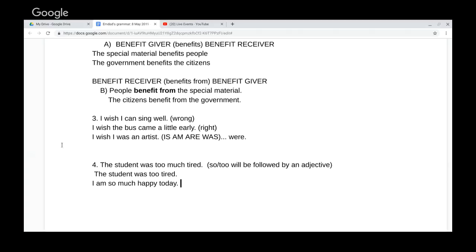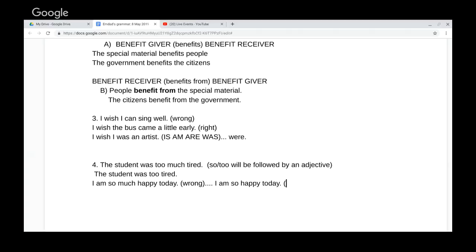Right or wrong? So this sentence is 100% wrong. It should have been, bolo, kaise hoga? I am so happy today. Is it clear, guys? So this is the right way. Whenever you have "so" and "too", you will not use much or many in between. It will be immediately followed by an adjective. So it should be, I am so happy today.